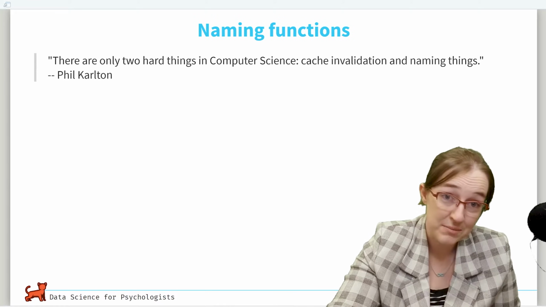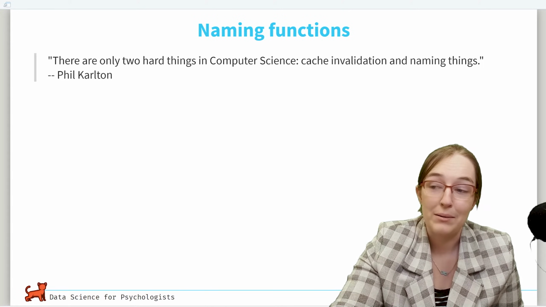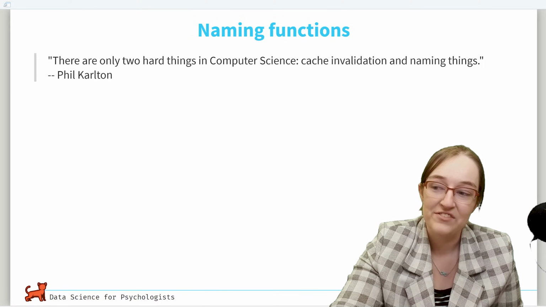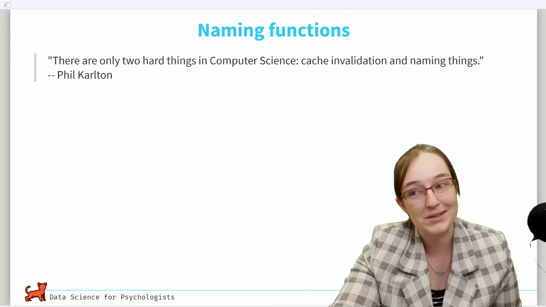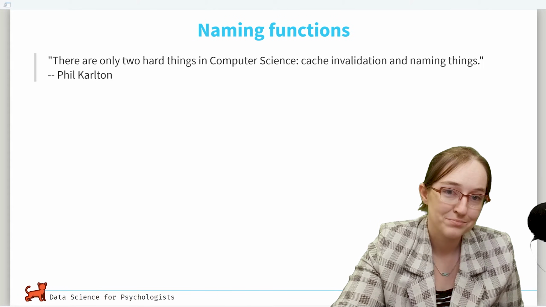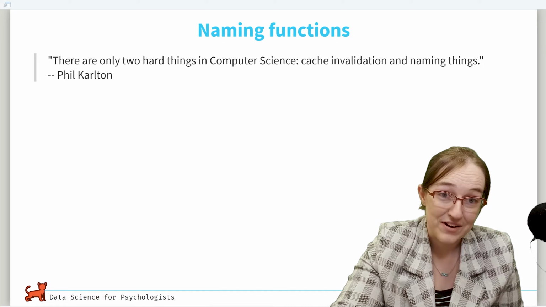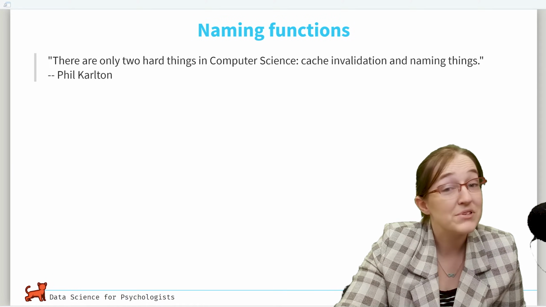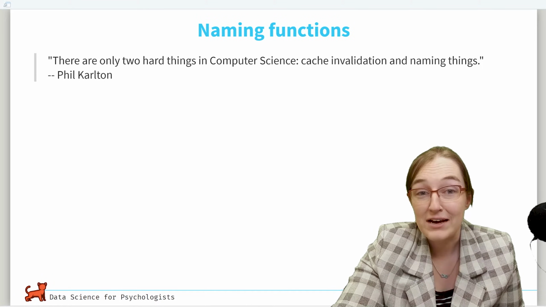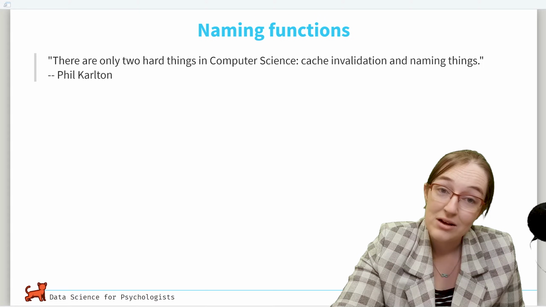Okay, so naming these functions. This Phil Carlton quote seemed apt. There are only 2 hard things in computer science: cache invalidation and naming things. I also have found that this is true, at least with the naming of things for factors. I am terrible at it. You can find out all about how bad I am at it in my other class.